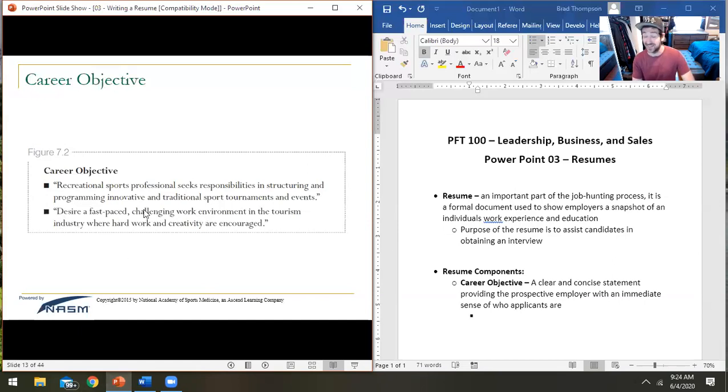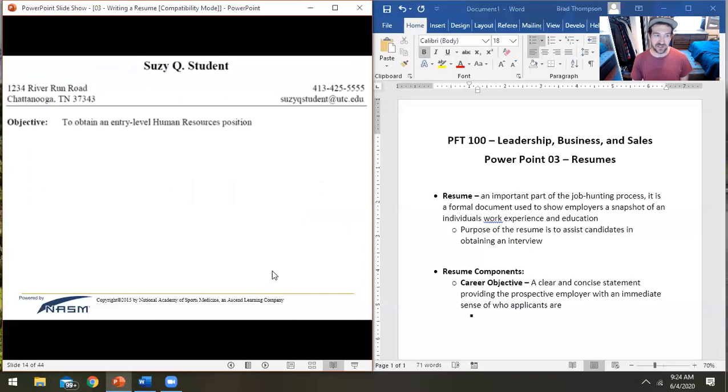To me, that's a super solid career objective. You replace that tourism line with a fitness line, and boom. I think that's great, because if somebody's looking for fast-paced and challenging, and you're applying somewhere like 24-hour fitness, your career objective just showed that you are very gung-ho about how you're going to approach getting new clients.